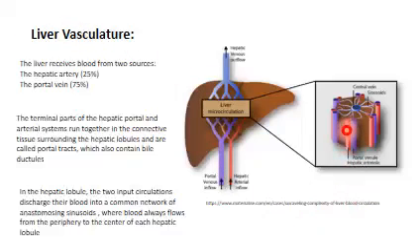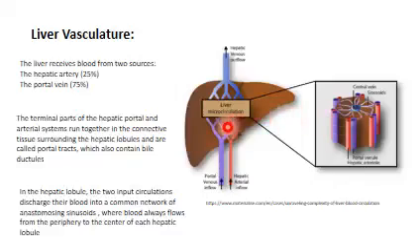As you can see, the terminal branches of the portal veins and the hepatic arterioles run together in the connective tissue surrounding the hepatic lobule, together with a branch from the bile duct. They form a tract called the portal tract. Within the hepatic lobule, the blood from these two sources mixes together, forming a common network of anastomosing sinusoids.